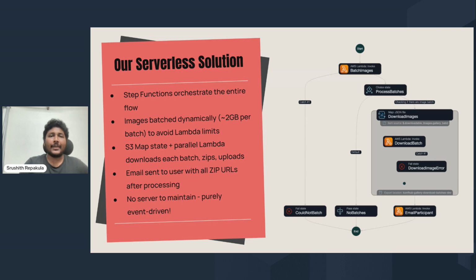So the only thing that is slightly different that we did from other Lambda functions is this Lambda function, the download batch. We increased the ephemeral storage from 512 MB to 2.5 GB. I know, although each batch is only processing 2 GB equivalent of images, we wanted to have a little bit of buffer.